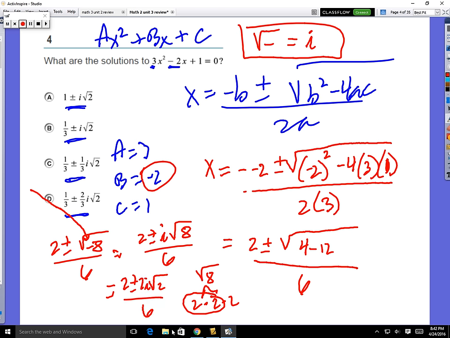Okay, now you're dividing both of these terms by 6. You're dividing the constant over here by 6, and you're dividing this imaginary by 6. And 2 and 6 and 2 and 6, change that to a 1, change that to a 1, change that to a 3. So, we're going to go with C.